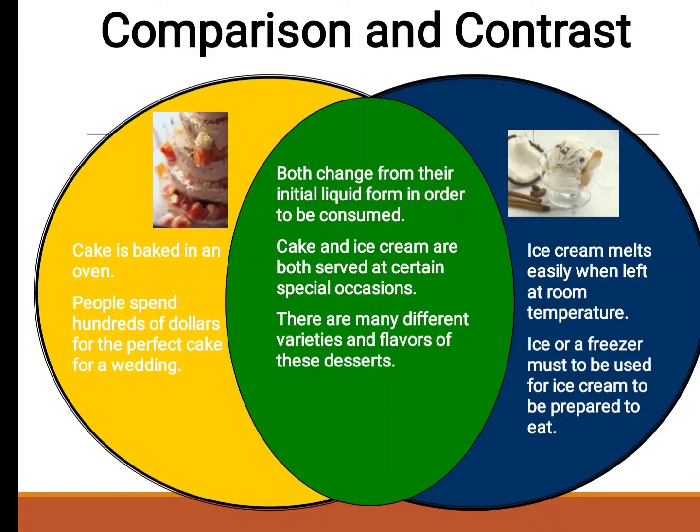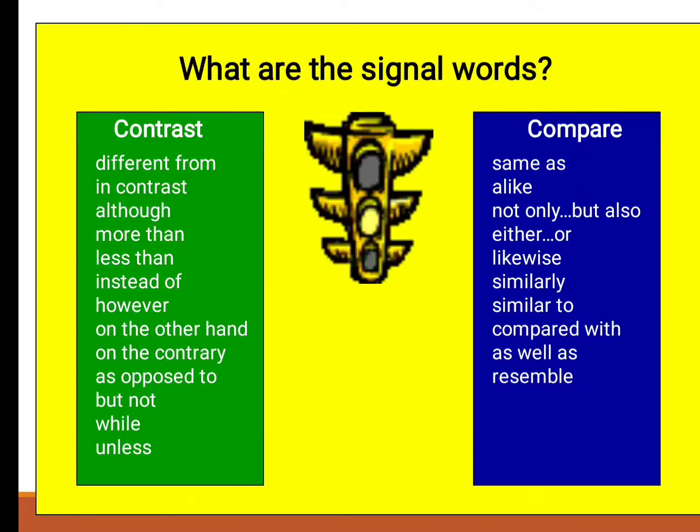Now look at the green box. Both change from their initial liquid form in order to be consumed. Cake and ice cream are both served at certain special occasions. There are many different varieties and flavors of these desserts. So there are two things and they have been compared and contrasted through these three colors.